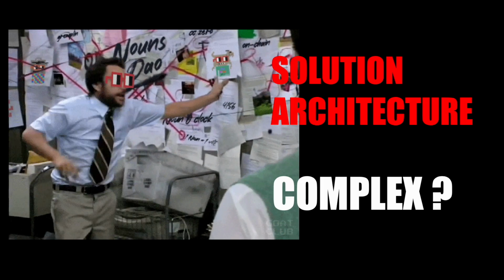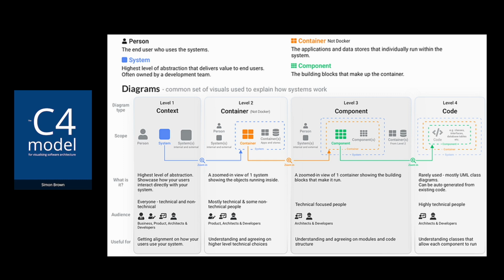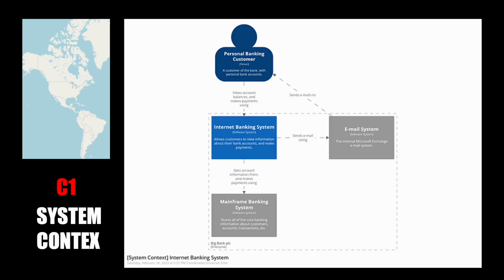Want a blueprint to simplify complex systems? Meet the C4 model, the go-to method for clear, scalable software architecture. In just 2 minutes, I'll walk you through this 4-layer approach that's transforming how developers visualize their software systems.